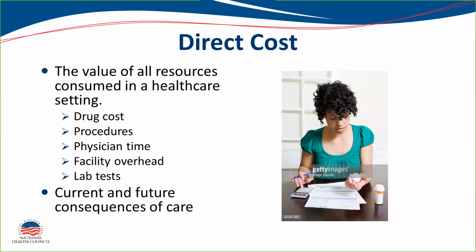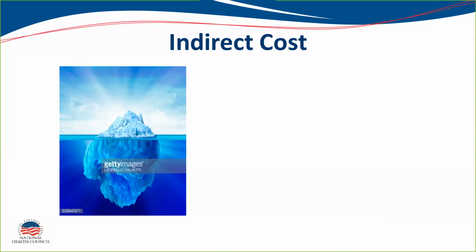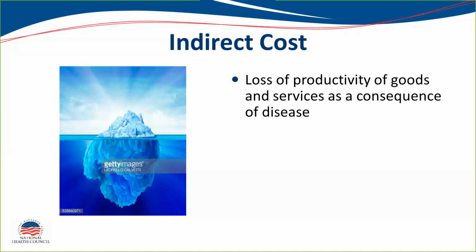Now, this is different than, say, indirect cost. Indirect cost is referring more to the loss of productivity of goods and services. Here you see the image of an iceberg, and I think it's probably the easiest way to picture it: we see our direct costs on the surface, but all these indirect costs are kind of hidden downstream, that we don't always see or take a look at, and that we try to capture in these economic studies. So this might include something like lost productivity due to disease.